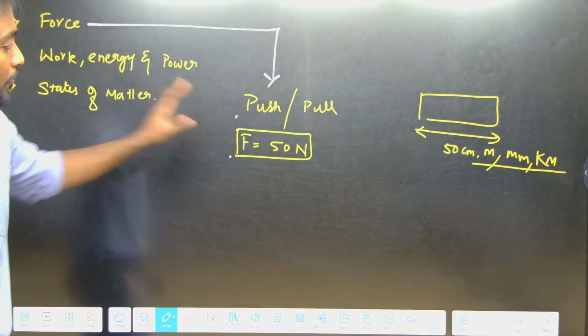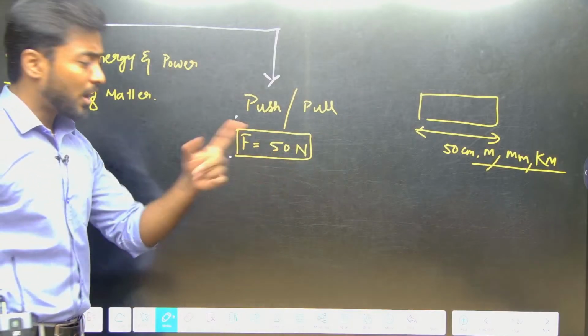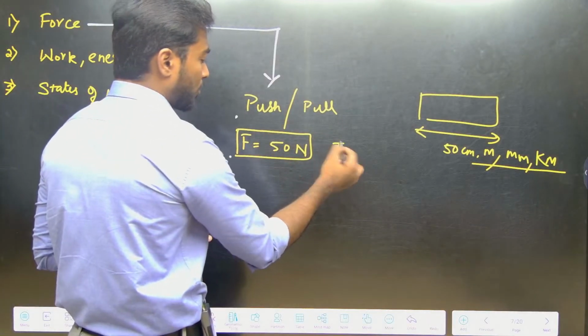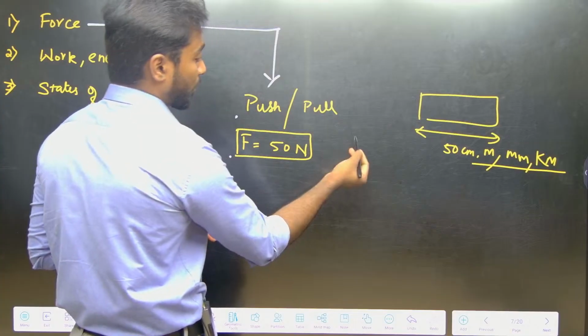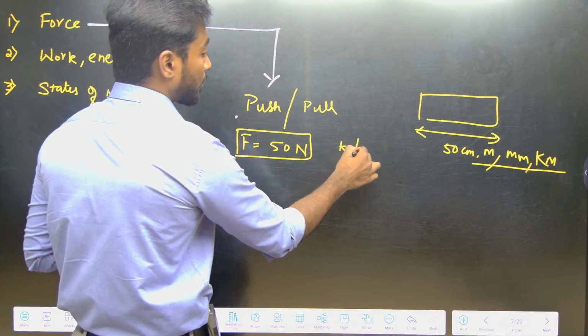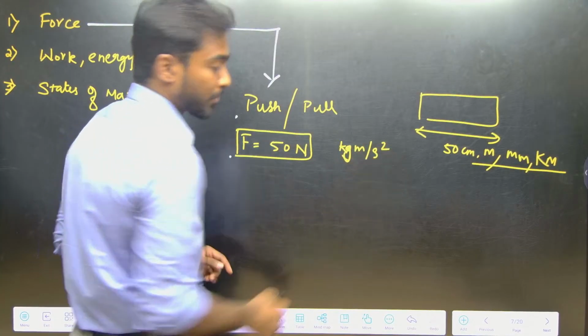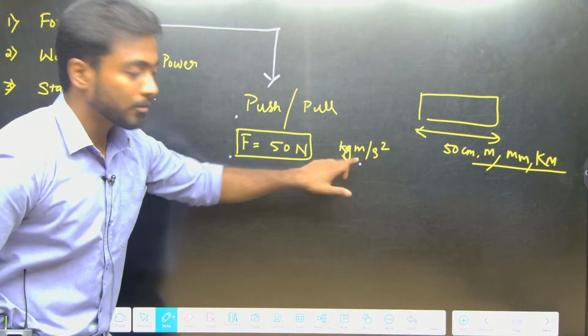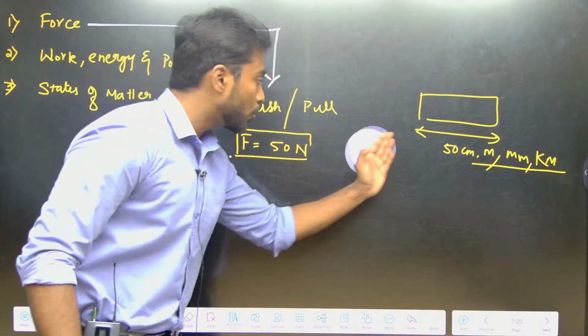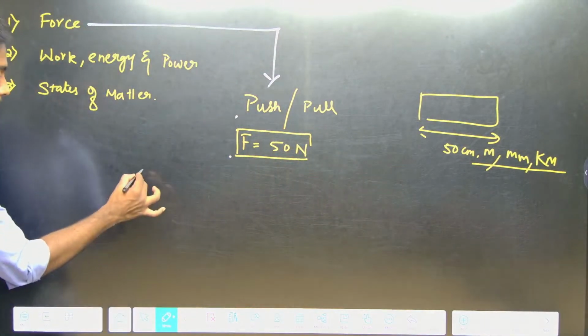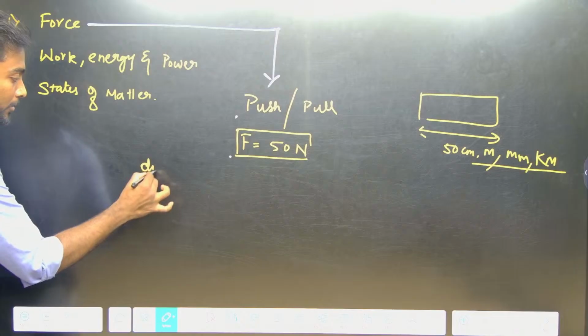How did we get Newton? It is also expressed as kg meter per second square. How are we getting this kg meter per second square? Let me go to the basic term, distance.